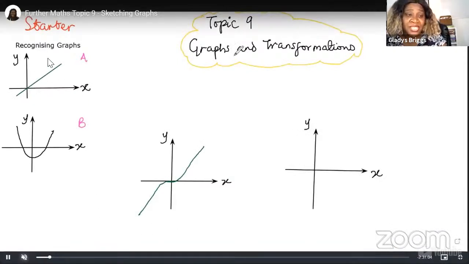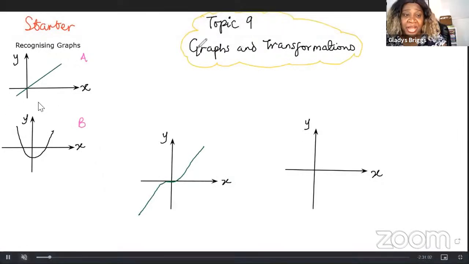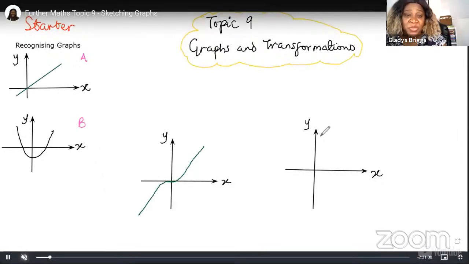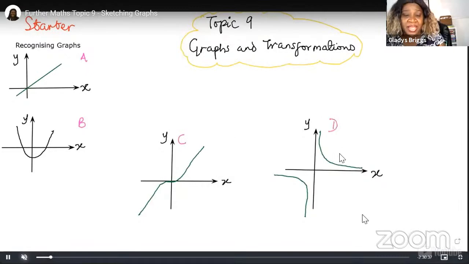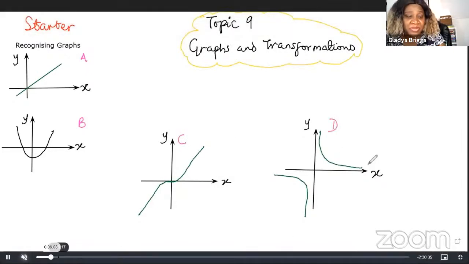You need to recognize all the shapes of the graphs. This one would be y is equal to x, the linear graph. This one is a quadratic graph, obviously. This is a cubic graph, the one that has a stationary point at 0 here and goes all the way down to negative infinity and up to positive infinity. I showed you all of them.